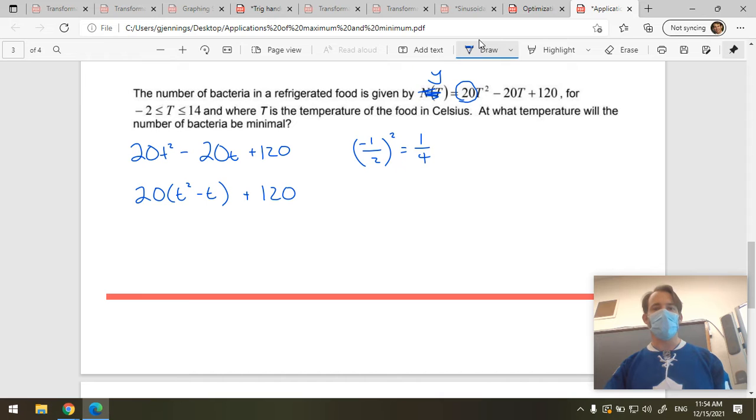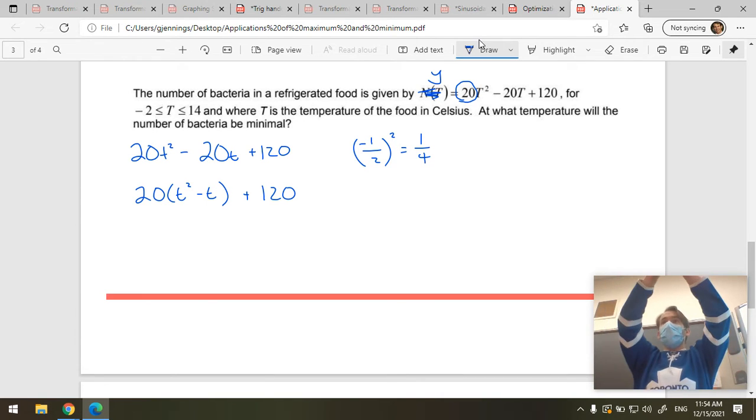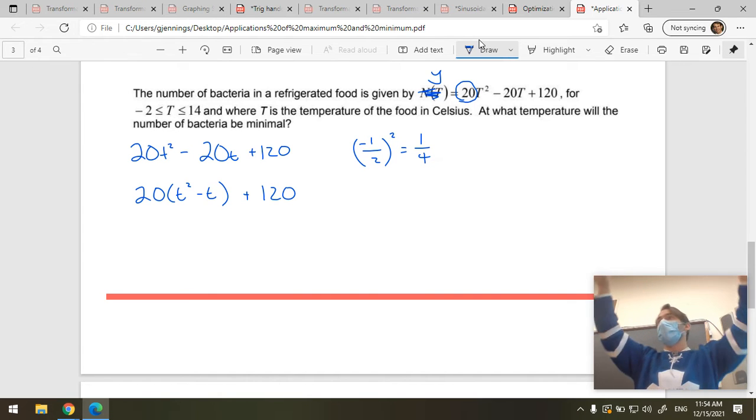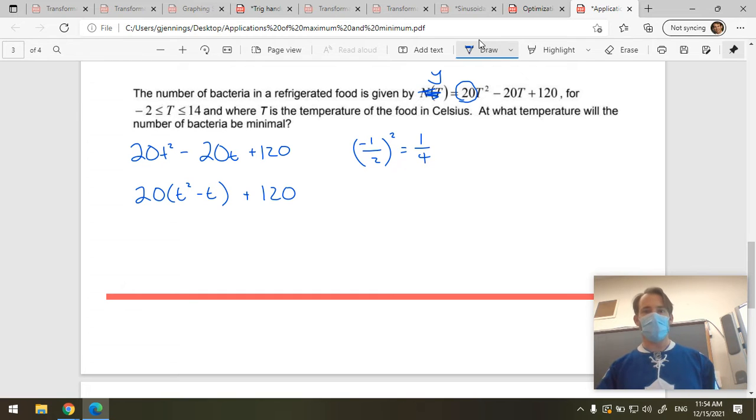Because -1 over 2 times -1 over 2, you multiply top times top. -1 times -1 is 1. Bottom times bottom. 2 times 2 is 4. Aren't fractions lovely? Aren't they wonderful to work with? So I have 1/4 there as my Jerry Maguire number.